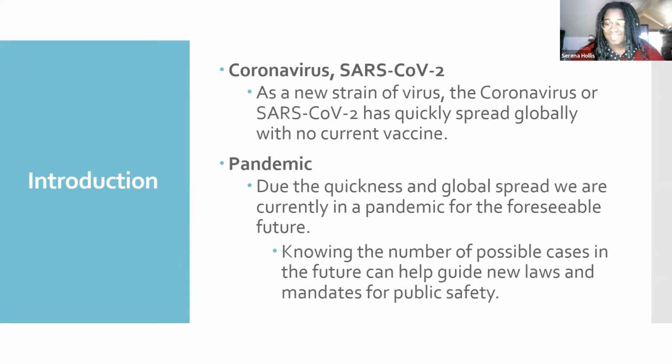As everybody is obviously aware, we're in a new pandemic involving coronavirus, SARS-CoV-2. Since it's a new strain of virus, it's been able to spread very quickly and rapidly across the globe, and we are currently in a pandemic for the foreseeable future. So knowing the possible amount of cases that are going to be happening in the future is very beneficial, so that companies and the government can implement new policies regarding mask use, social distancing, stuff like that for public safety.